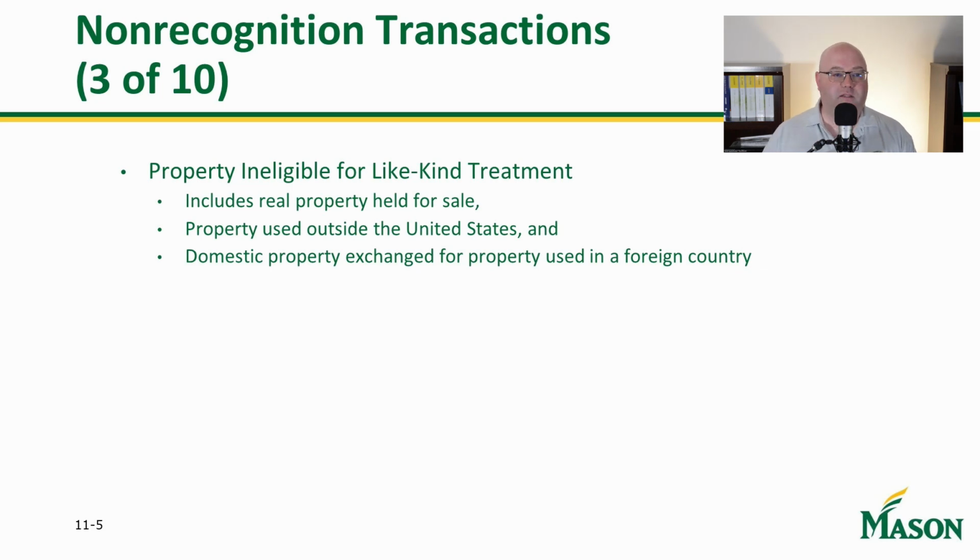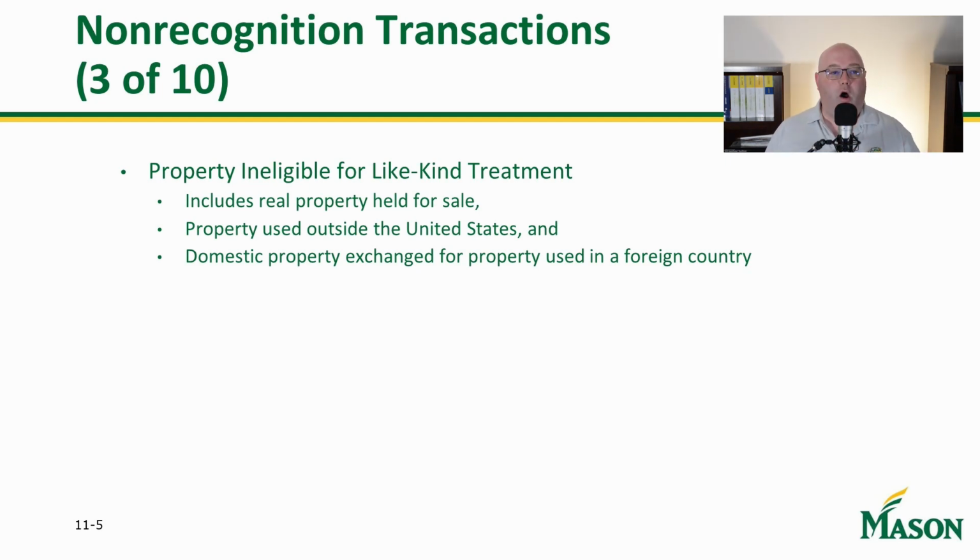Also, if the property is used outside of the United States. For example, if I have a property located in Costa Rica and I want to do a 1031 on a property here in the United States, I can't do that, because it comes from outside the United States to inside the United States.